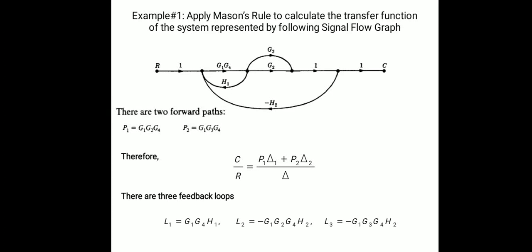After that we need to find the feedback loops. There are three loops you can see. L1 has a gain of G1 G4 into H1. L2, the second loop, consists of G1 G4 G2, then minus H2. And L3 is G1 G4 G3 and H1. So that is the third loop.